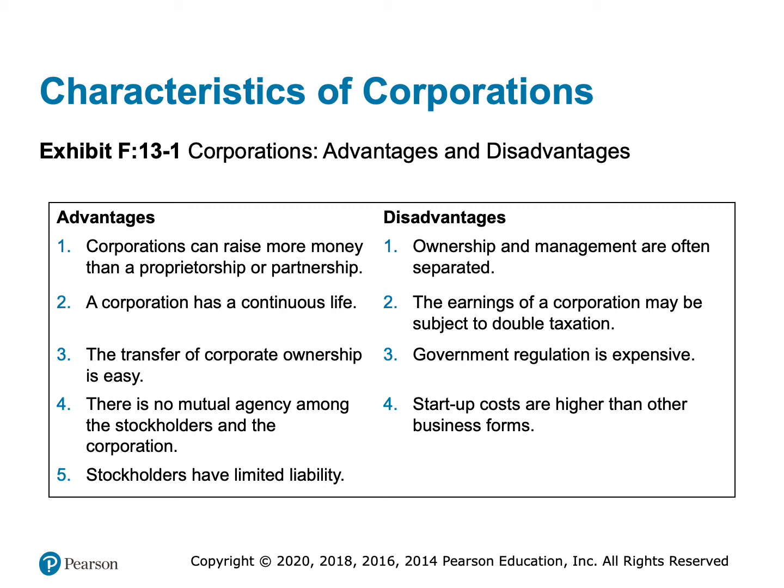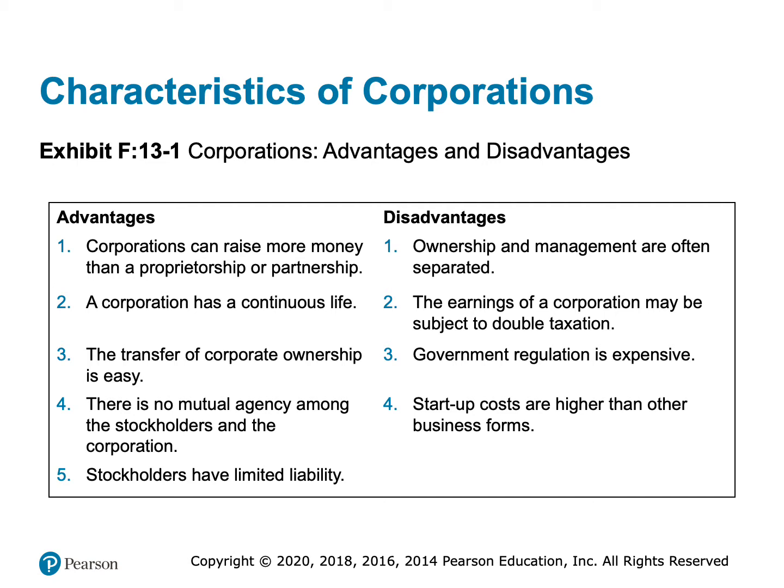Number 4 says there's no mutual agency among the stockholders. What this means is as a stockholder, you can't encumber the business. So even though I own Disney, I can't go out and take a loan out in Disney's name. The stockholders are independent of the corporation, or the corporation is separated from the owners. So we've talked about that a little bit, how the owners are considered outsiders even to the corporation.